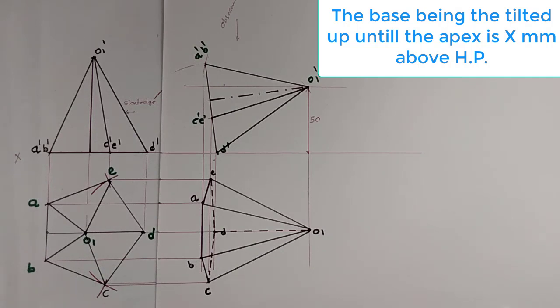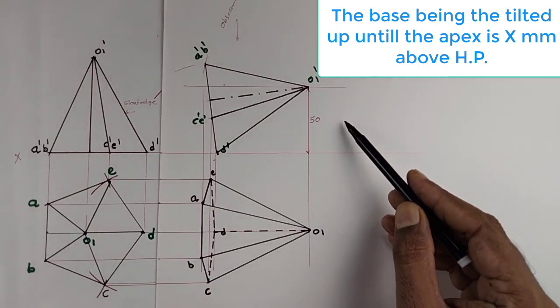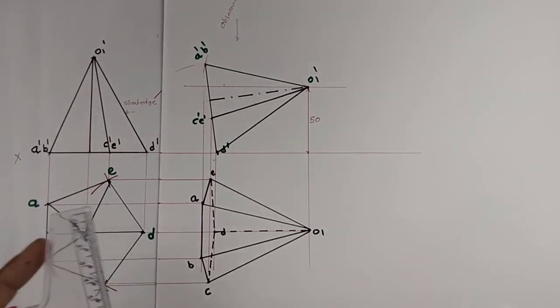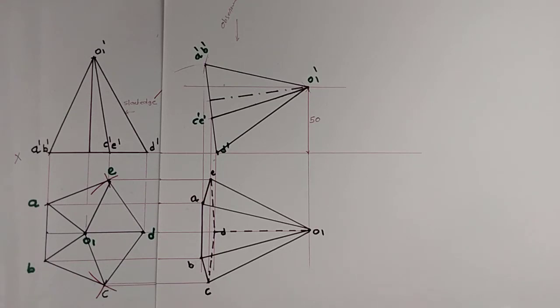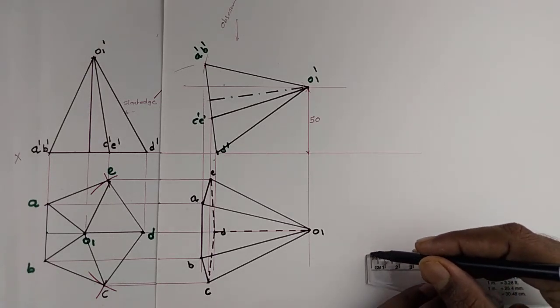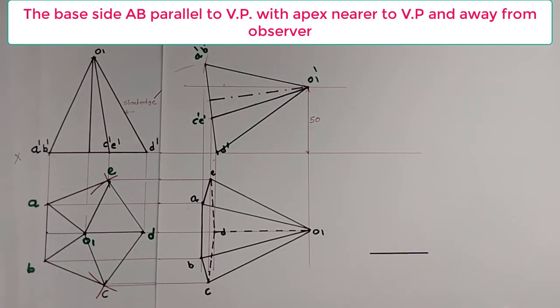Now the third stage of the problem says the side of the base, the AB side perpendicular to VP plane, makes parallel to VP with apex nearer to VP plane and away from observer. So for that, what do I do? First I draw the AB side parallel to VP plane. I take the dimension, 40 mm, and directly draw AB parallel to VP. This is my A point, B point.